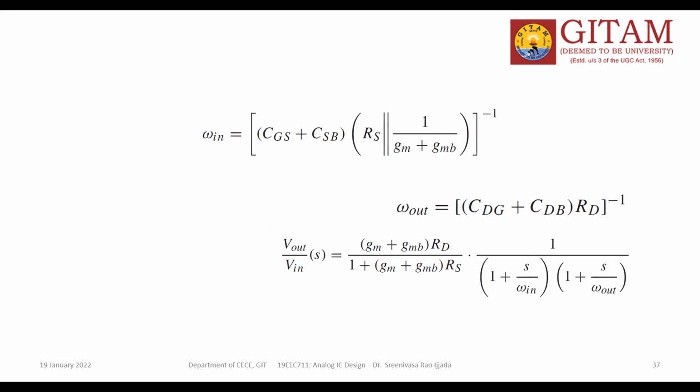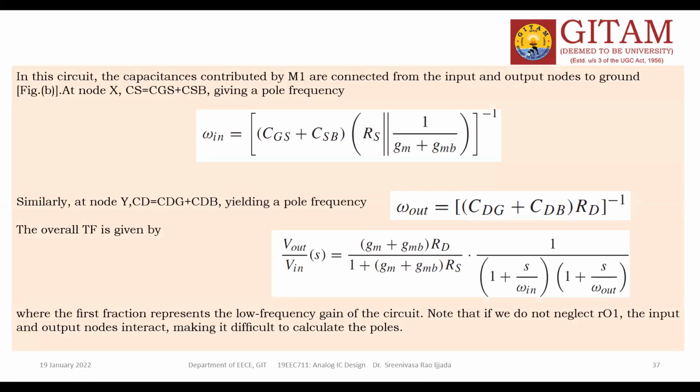Okay. This is the basic structure. So here, in this circuit, the capacitances contributed by M1 are connected from the input and output nodes to ground. At X node, CS is equal to the gate to source plus source to body capacitance. So already this is our input pole, and this is the output pole. This is the basic structure of the transfer function.